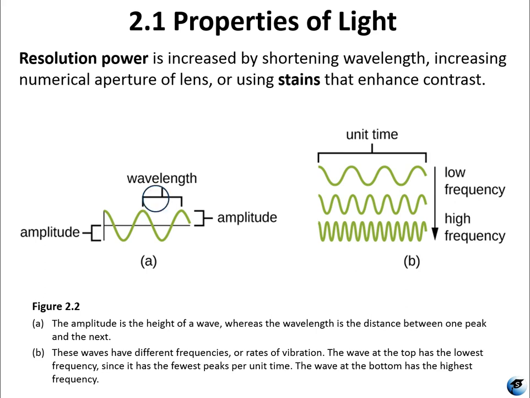And this is just a schematic of the wavelength. If this is light, the wavelength is measured here as the distance between peaks. Amplitude is the height of the wave. The wavelength is the distance between one peak and the next peak. And these are different for different types of light. So this is a low wavelength. This is a high wavelength. This is a low wavelength.